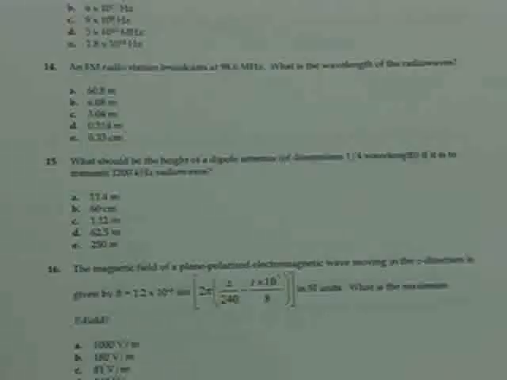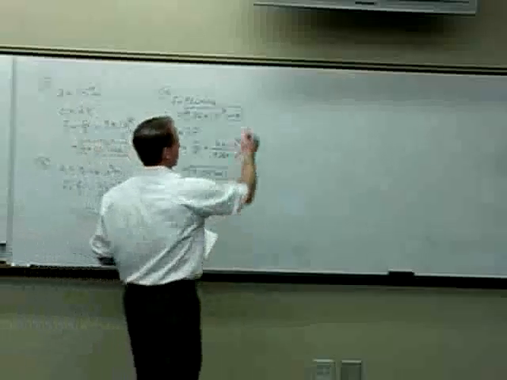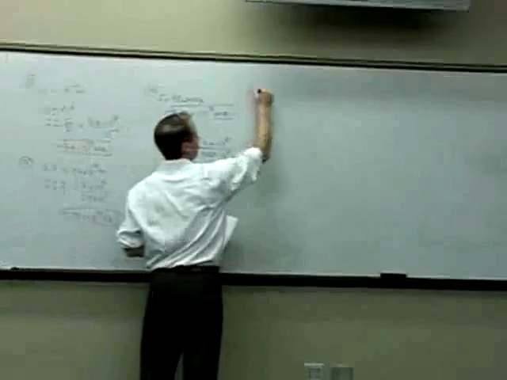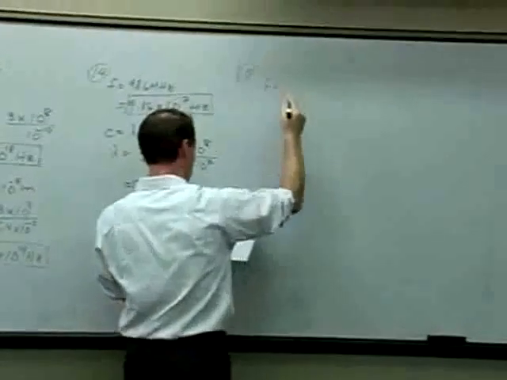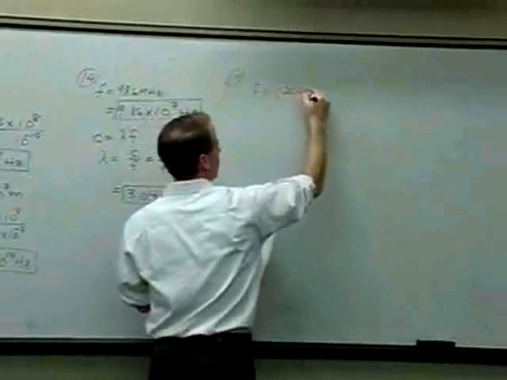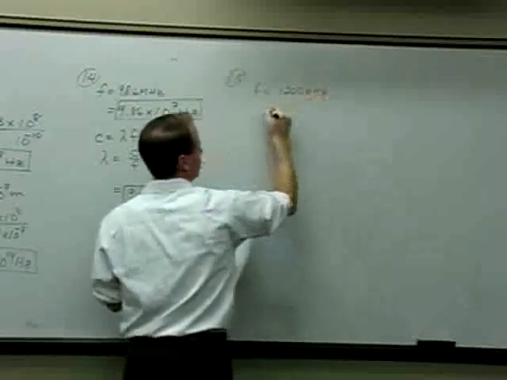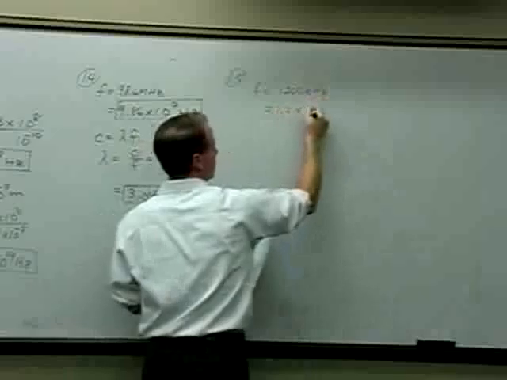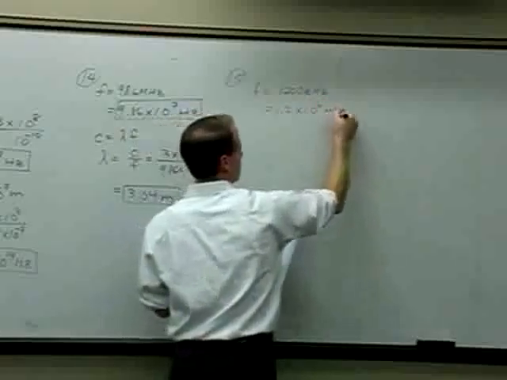Problem number 15. What should be the height of a dipole antenna of dimensions 1/4 wavelength if it is to transmit 1200 kilohertz radio waves? Well, our frequency is 1200 kilohertz. That's 1.2 times 10 to the 6 hertz.